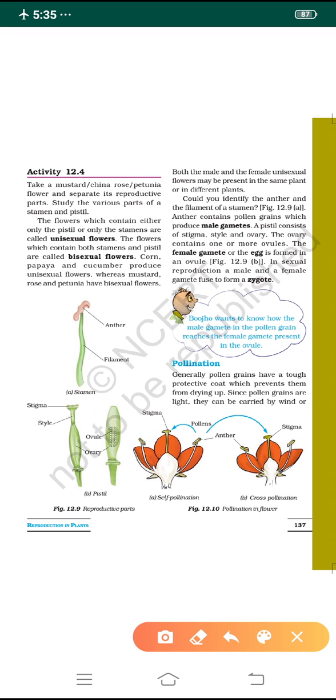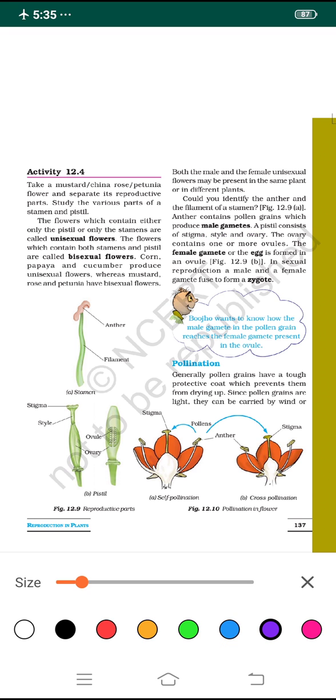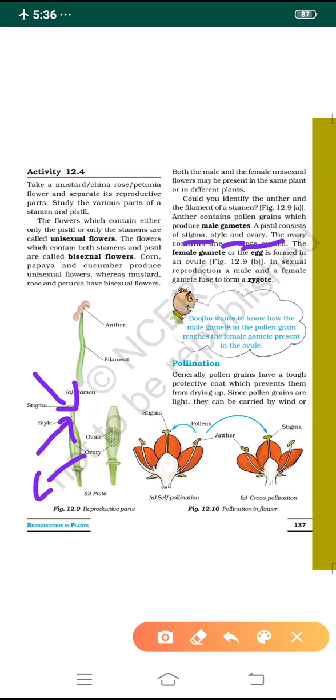A pistil consists of stigma, style, and ovary. Let us look at Figure 12.9b. Here you can see stigma, style, and ovary. This is the stigma, a cap-like structure, the second part is called the style, and here you can see the ovary. Inside the ovary you can see the ovules. So a pistil contains three important parts: stigma, style, and ovary.